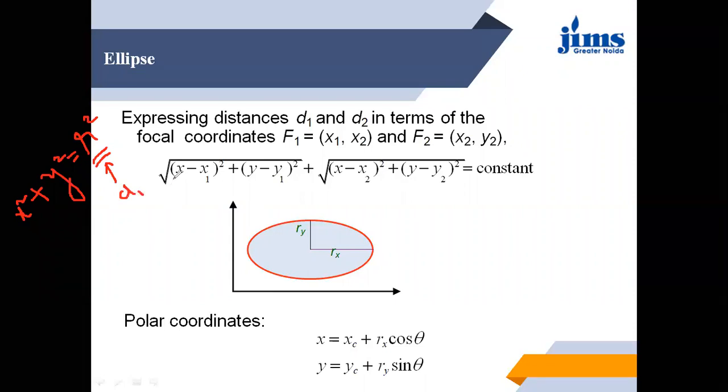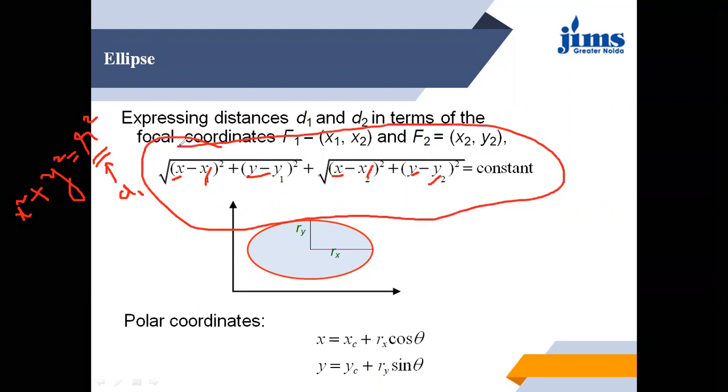So this is x, y. The coordinate of the first point is x1, y1, and the coordinate of the second point is x2, y2. So the sum of these distances, d1 and d2, will be constant.